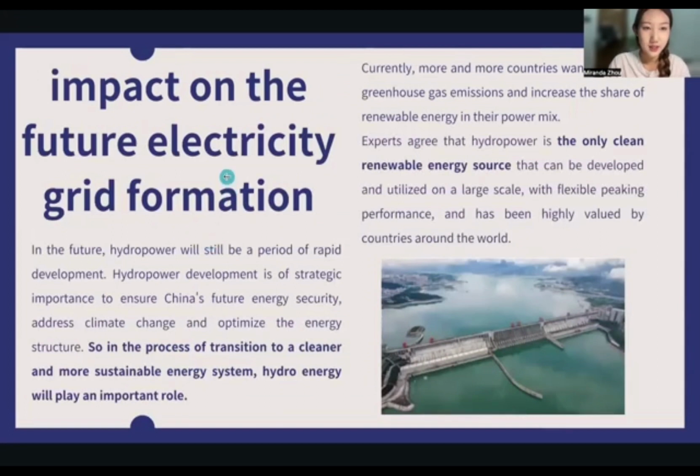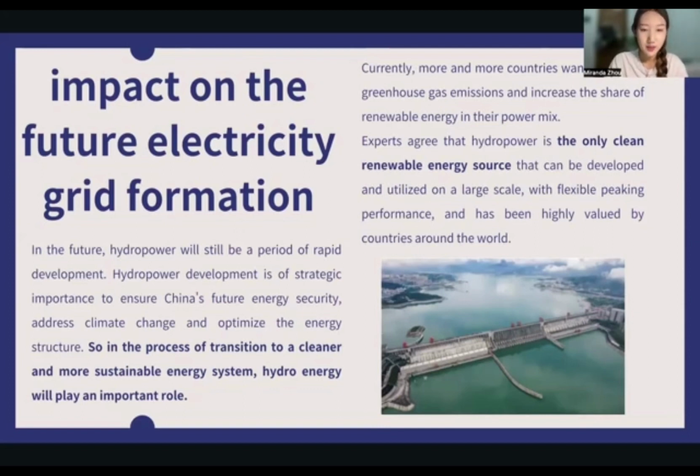As for the impact on the future electricity grid formation, currently more and more countries want to reduce greenhouse gas emissions and increase the share of renewable energy in their power mix. Experts agree that hydropower is the only clean renewable energy source that can be developed and utilized on a large scale, with flexible peaking performance, and has been highly valued by countries around the world. In the future, hydropower will still be in a period of rapid development.